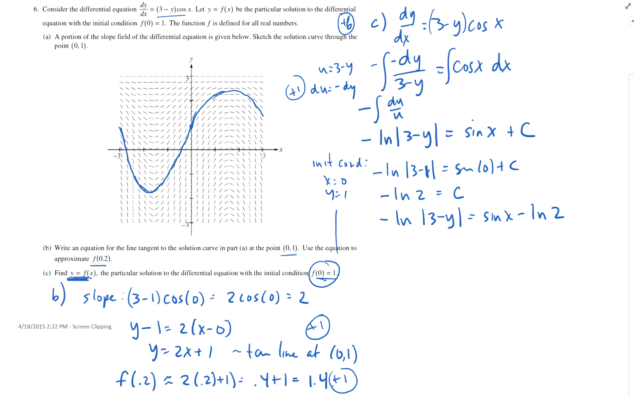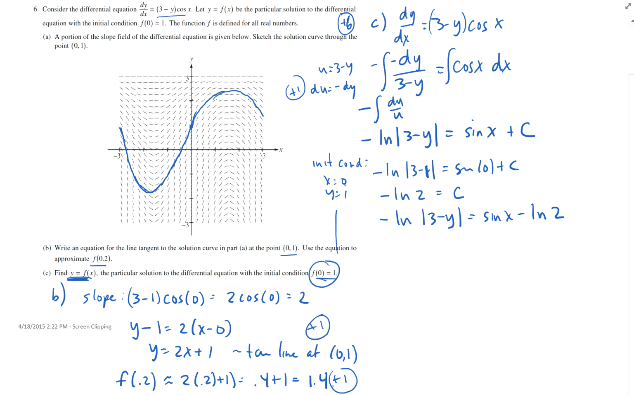Sometimes it doesn't, but most of the time it does in these situations. The problem is I've got this absolute value thing. I've got to get rid of the absolute value and figure this out. So notice this. Is this going to be positive or negative, or do I need to worry about the absolute value?